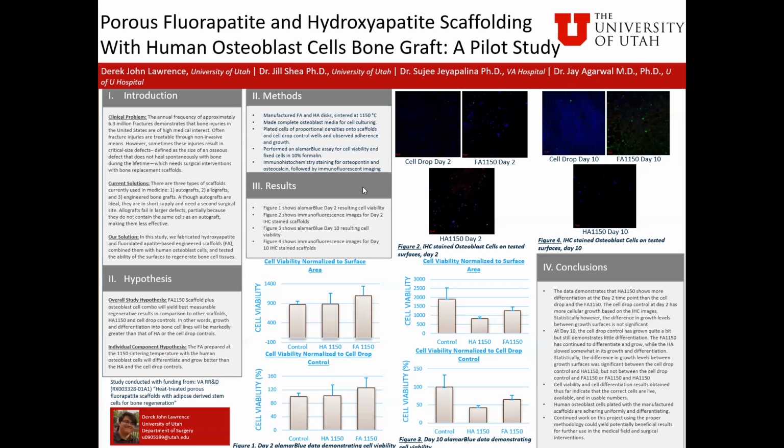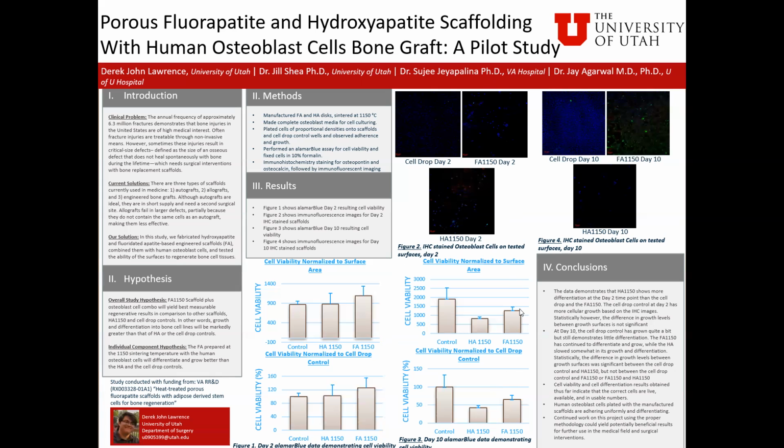And so what we saw was that on day 2, there really wasn't much difference in growth between the mediums, the FA, the HA, or the cell drop control. And generally, there wasn't a ton of differentiation either. The cells were there and alive, but they weren't differentiating much. The HA may be showing slight differentiation, but little, if any. Maybe some in the FA as well, but little, if any.